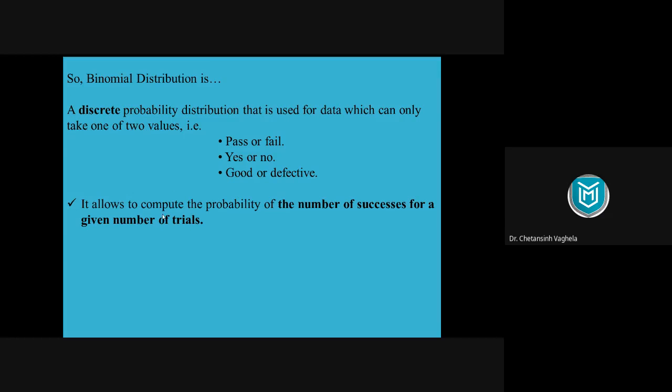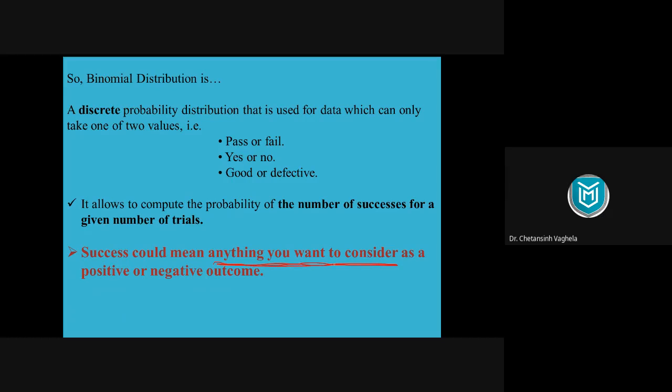It allows us to compute the probability of the number of successes for the given number of trials. The binomial distribution that we will study now allows us to compute the probability of a number of successes out of a given number of trials. Is it? This is very, very important, and that is the reason I had mentioned that particular point with the red ink and bold letters. Success could mean anything you want to consider. Success कुछ भी हो सकती है.